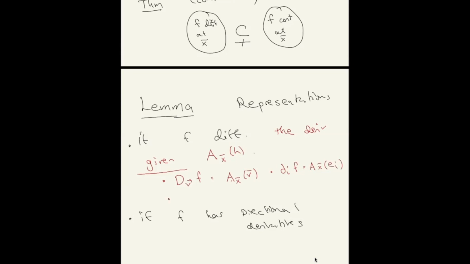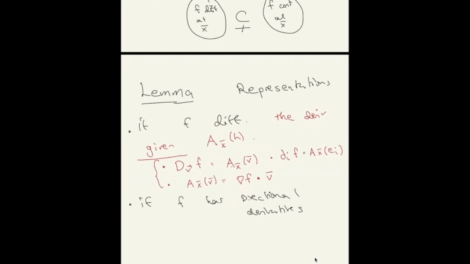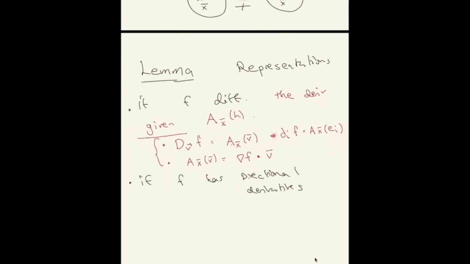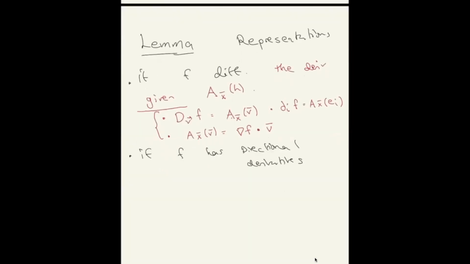And this linear map that looks kind of abstract, as a combination of these two things, with a little bit of linear algebra, is actually given by an inner product between the gradient and v. So in the differentiable context, we don't actually have to talk about general linear maps. We can just talk about gradient of f dot v. And that's where these three come together in this way.